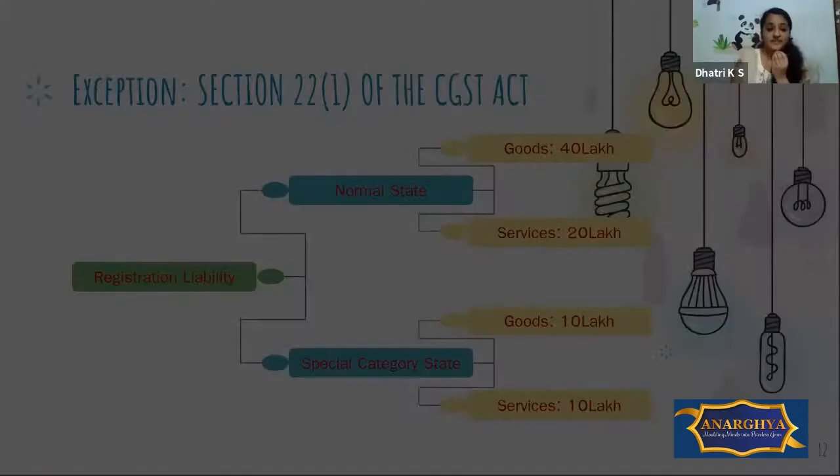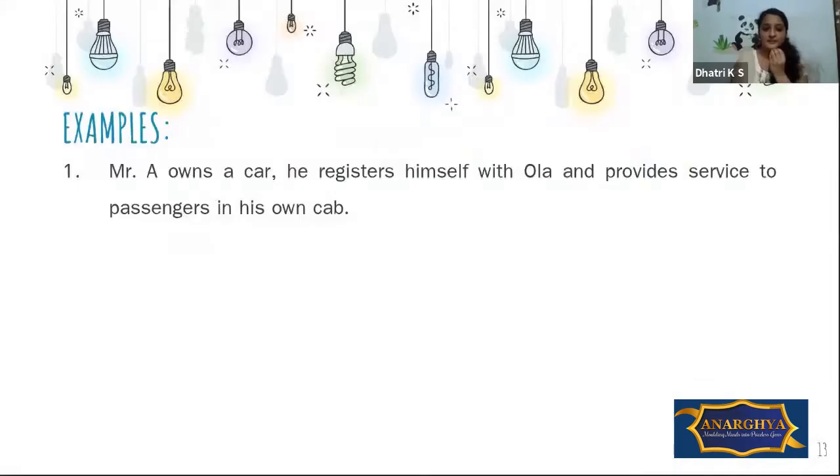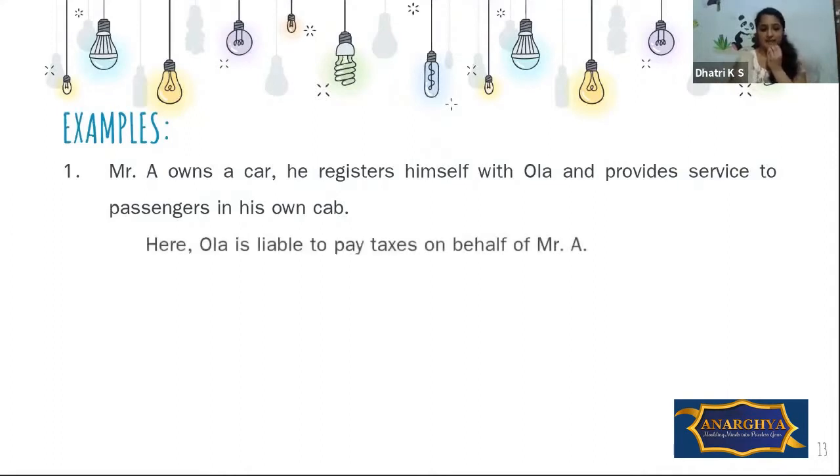First, Mr. A owns a car. He registers himself with Ola and provides services for transportation of passengers in his own cab. Here in this case, Mr. A is providing the service of transportation of passengers. So in this case, Section 9, Subsection 5 becomes applicable and Ola is liable to pay taxes.